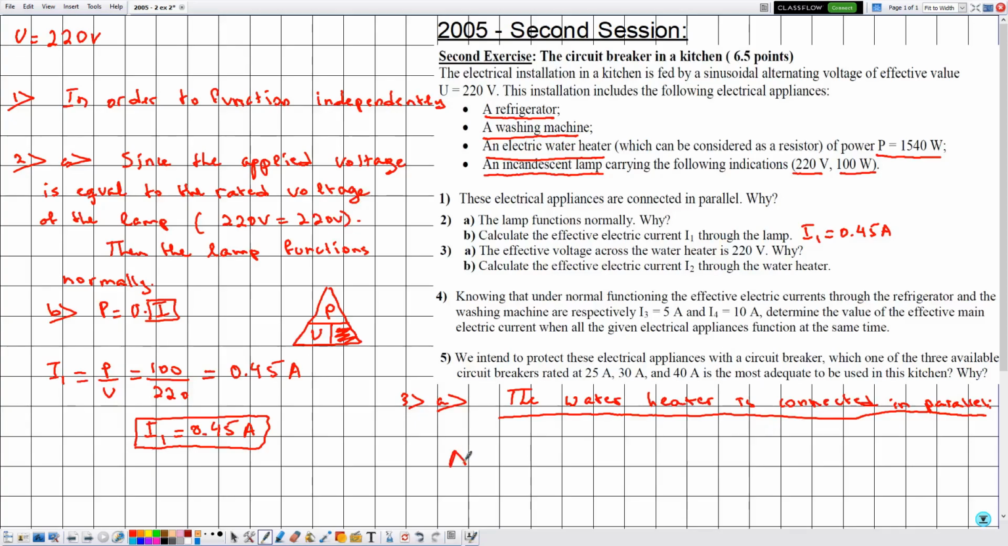Then according to the law of uniqueness of voltages, the water heater has the same voltage, which is given by U is equal to 220 volts.